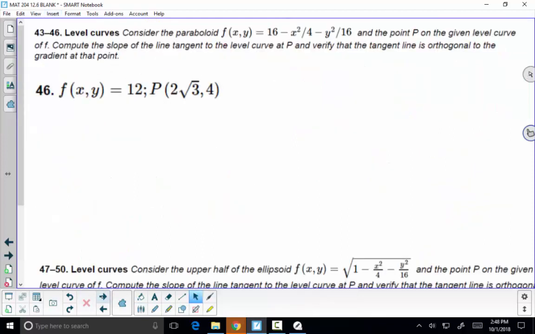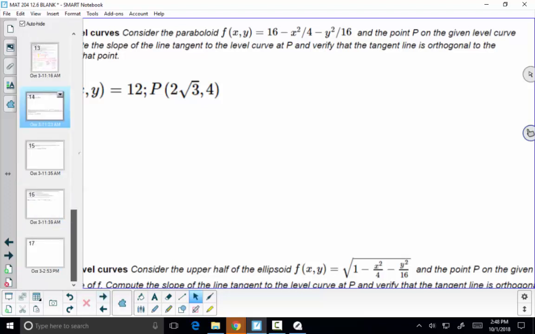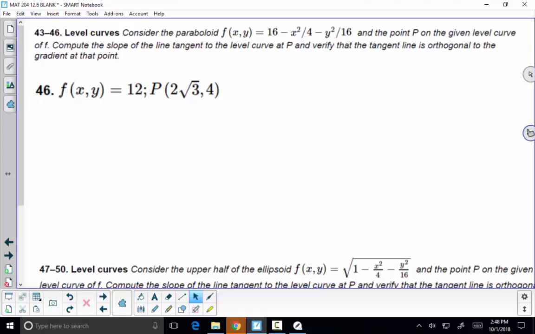Okay. Level curves. Let me see how many slides we have left. I want to make sure we can finish this. Okay, consider this paraboloid. Everyone visualize that paraboloid. What direction is it open? There's only two choices. Is it opening up or down? Down. Right? Z equals negative x squared, negative y squared. Opening down. 16 minus x squared over 4 minus y squared over 16. That is a paraboloid that's opening down.